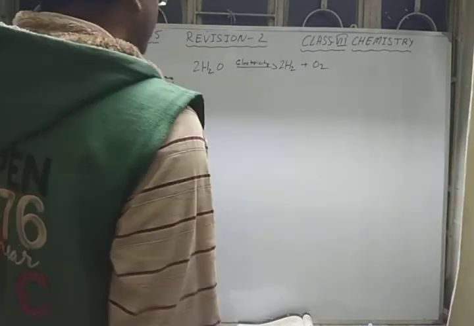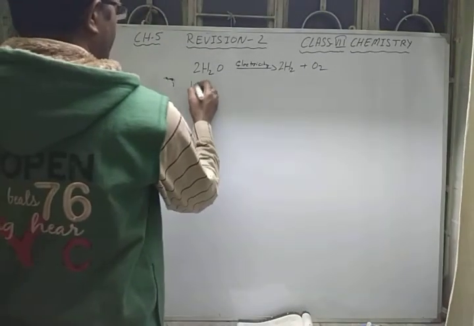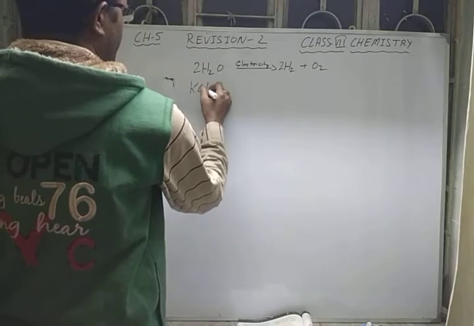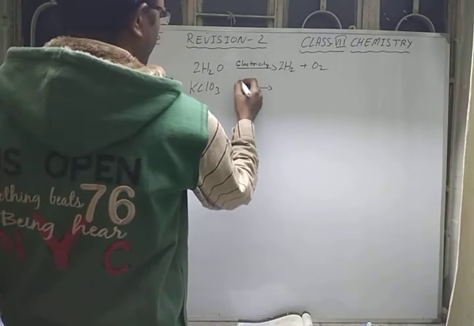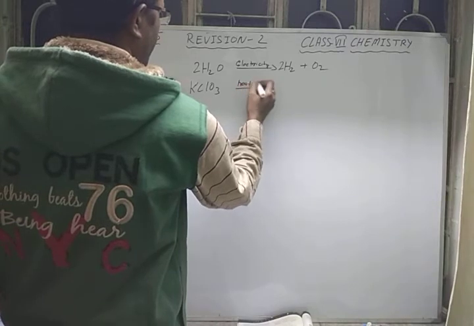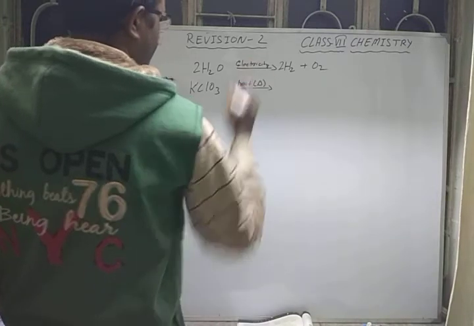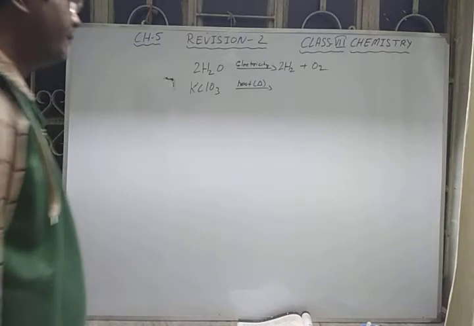Now if you want another decomposition reaction, suppose KClO3, when you heat potassium chlorate, heat, or you can write like this, the delta sign, this also represents heat.